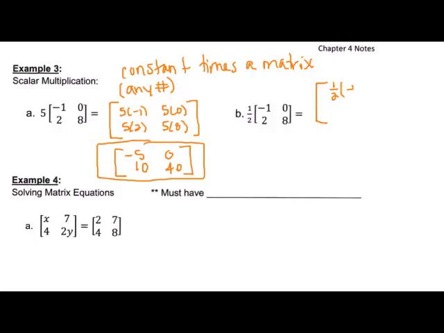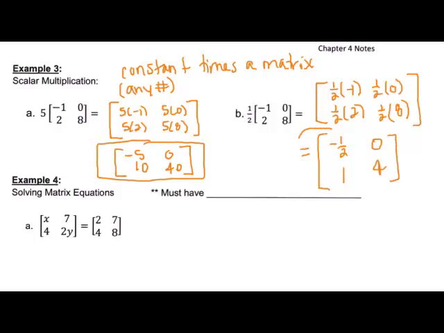So 1/2 times negative 1. 1/2 times 0. 1/2 times 2. 1/2 times 8. So 1/2 times negative 1 is negative 1/2. 1/2 times 2 is 1. 1/2 times 0 is 0. Half of 8 is 4. So this is our final answer. So again, we just take the number out front, multiply times everything inside the matrix, just like we would with parentheses or any other operation.